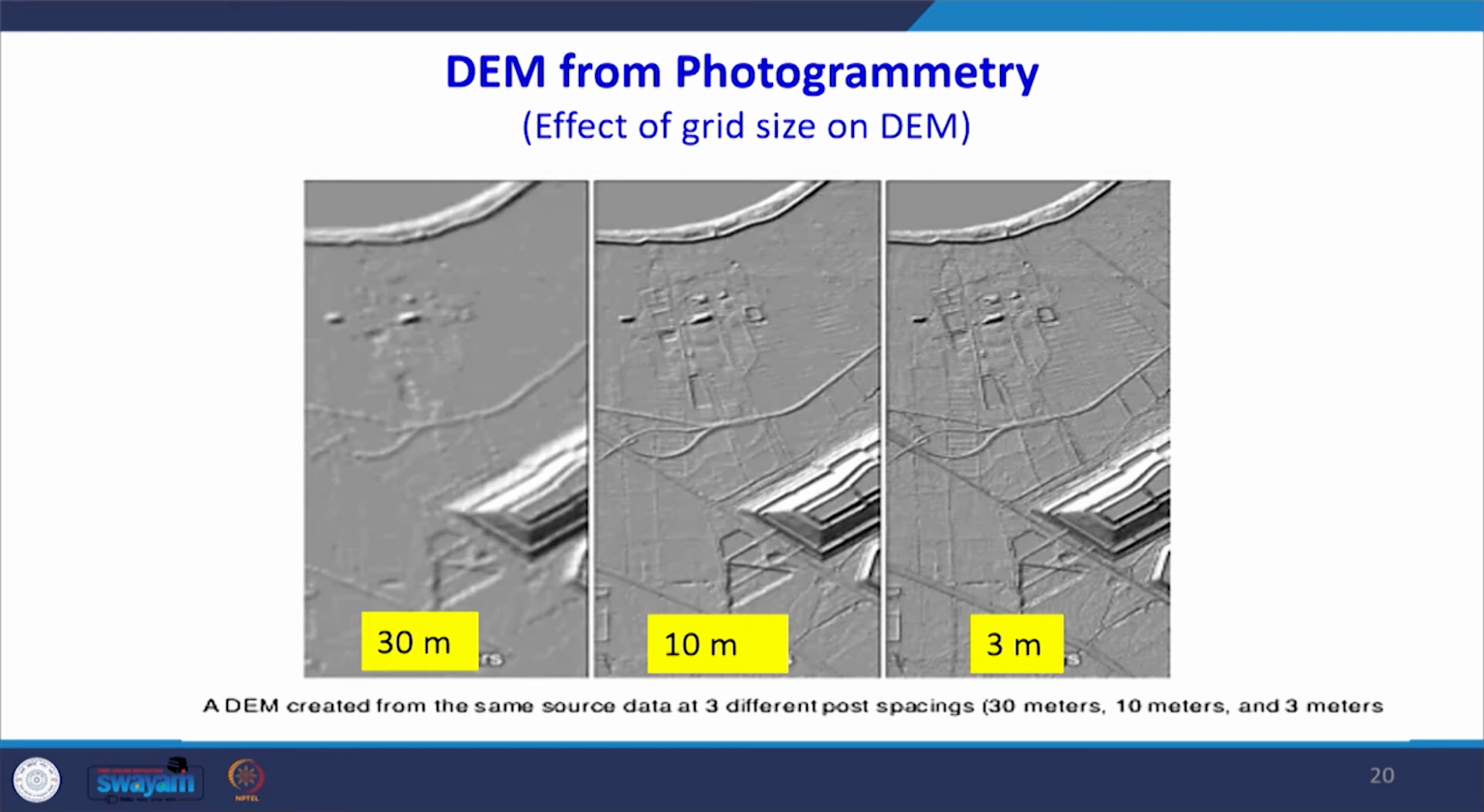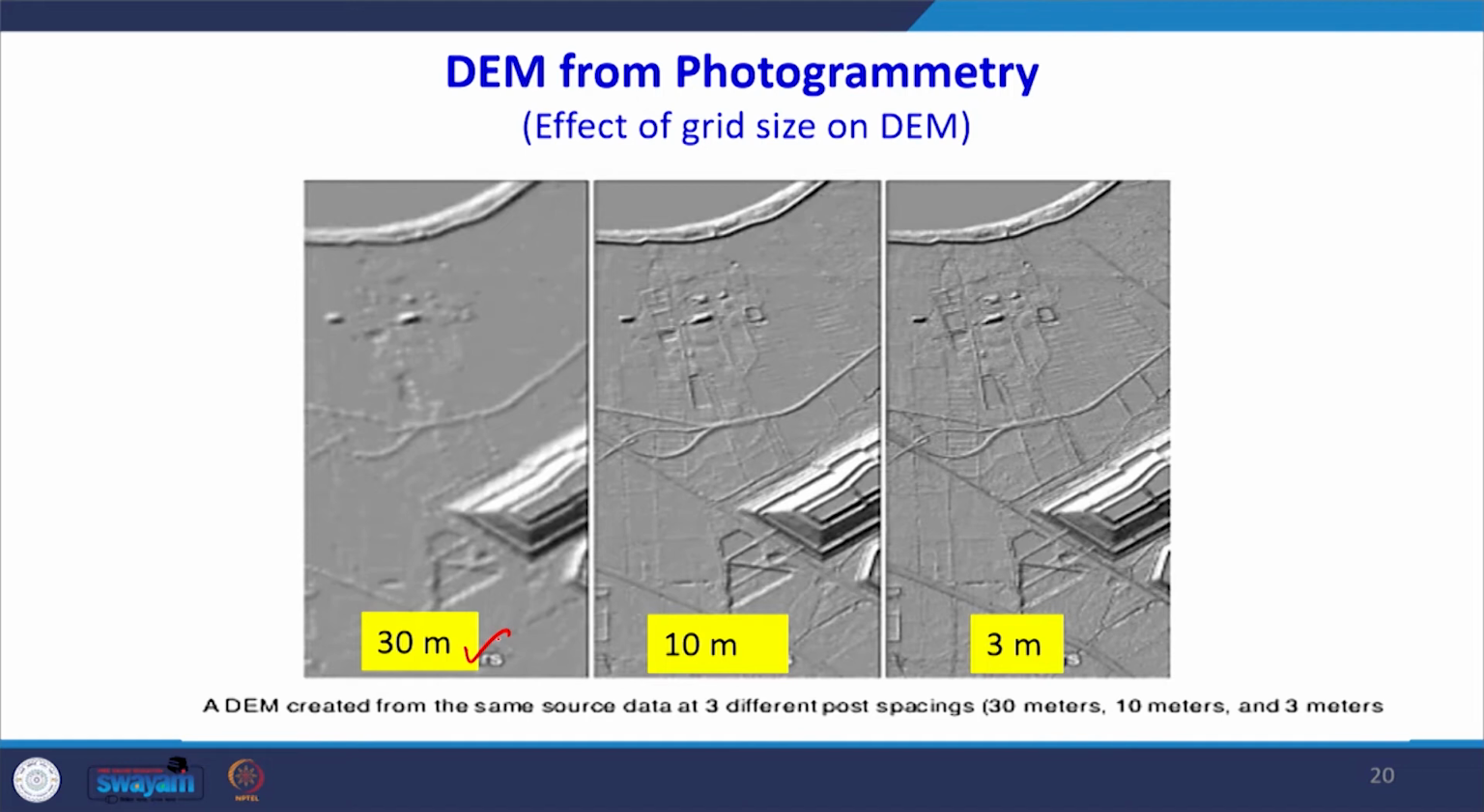When I divide that area into grid cells, I have to be a little careful in doing that, because the grid size also will determine the kind of features which I want to depict on the ground. So this example is showing that if we select a 30 meter by 30 meter, or 10 meter by 10 meter, or 3 meter by 3 meter grid size, when the interpolation has been done from TIN to grid model, we are getting different information content from the digital elevation model.